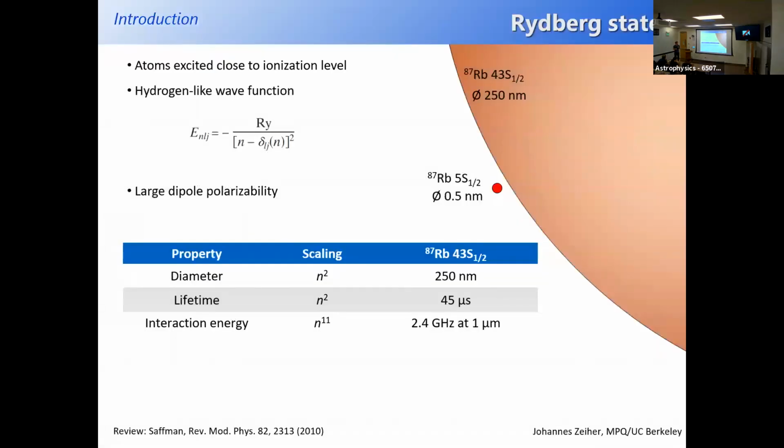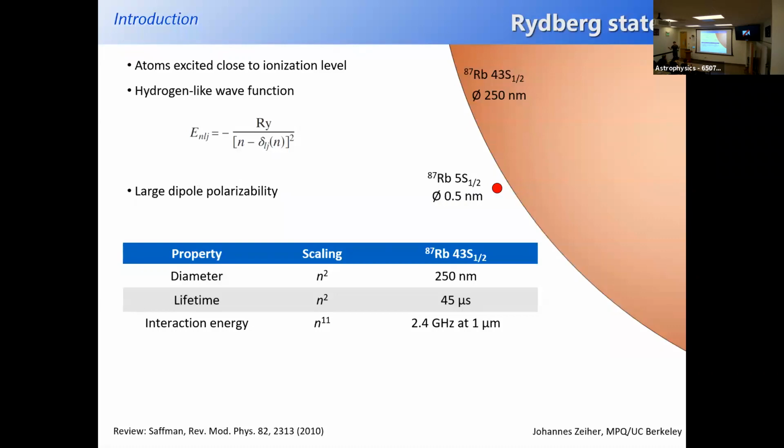So let's start with the basics. What are Rydberg atoms? I told you we have ground state atoms. Ground state atoms typically don't interact over a long range. They have short-range interactions. In order to make them interact over a long range, we want to excite them to very highly excited states. Those are the Rydberg states. Rydberg states are highly excited states close to the ionization threshold.